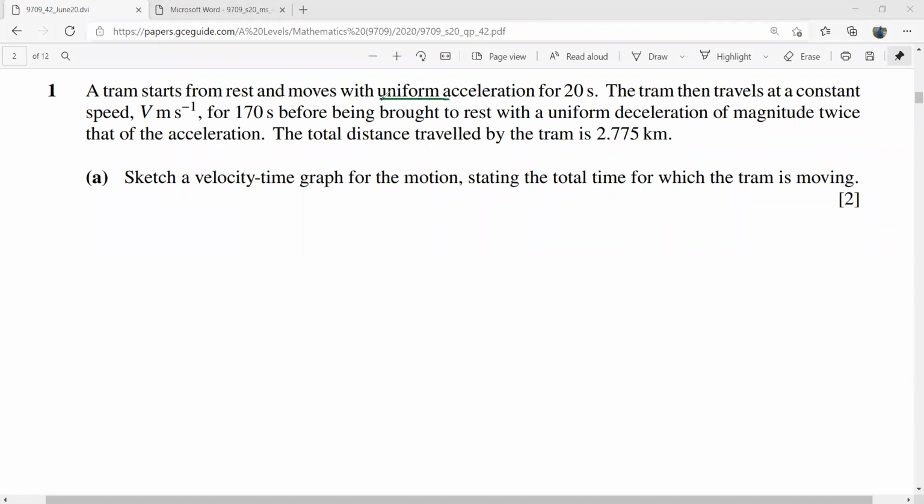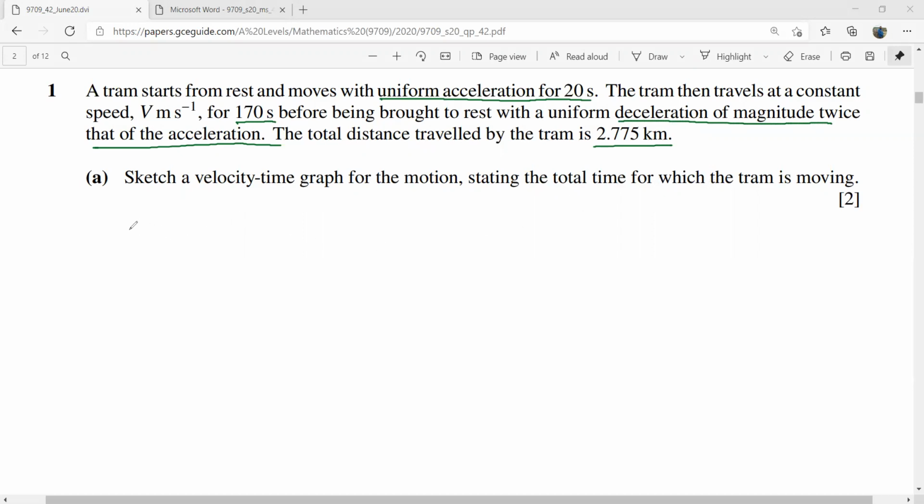So with uniform acceleration for 20 seconds, the tram then travels at a constant speed v for 170 seconds before being brought to rest with a uniform deceleration of magnitude twice that of acceleration. The total distance traveled by the tram is, this is the total distance. Sketch a velocity time graph for the motion stating the total time for which the tram is moving.